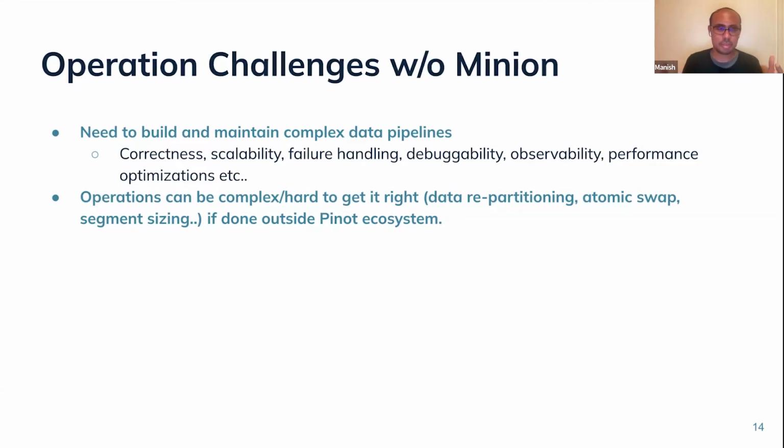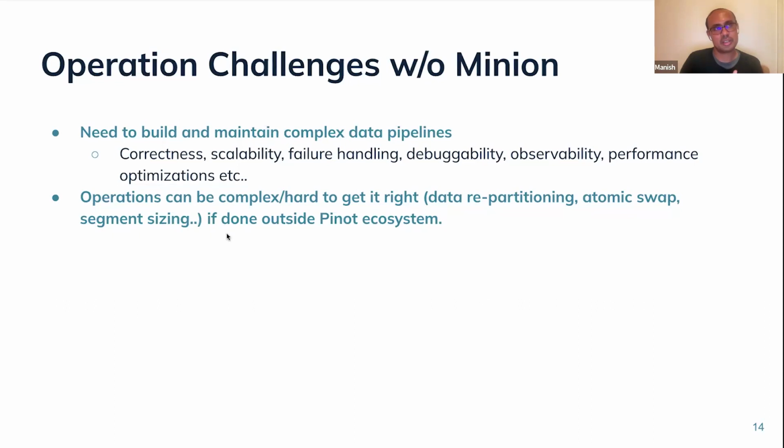And the issue is that when you build those pipelines, now you need to maintain those pipelines, ensuring correctness, scalability, failure handling, debuggability, so many things, right? Observability. You have to invest in a small team to manage those pipelines, right?